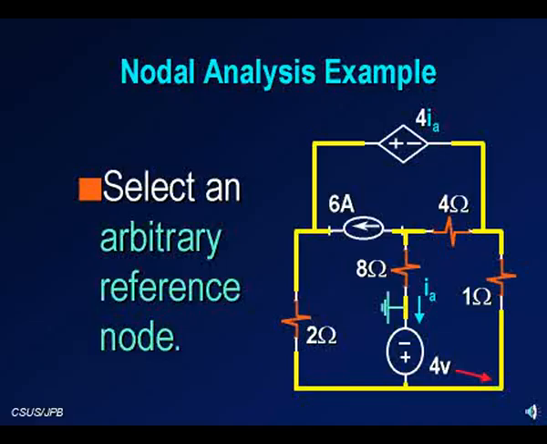I typically select the negative terminal of an independent voltage source as the reference node. That way, we know the node value at the positive terminal. Here, 4 volt where the red arrow points. We have in effect reduced the number of unknowns from 4 to 3. This is what I call a smart selection of the reference node.